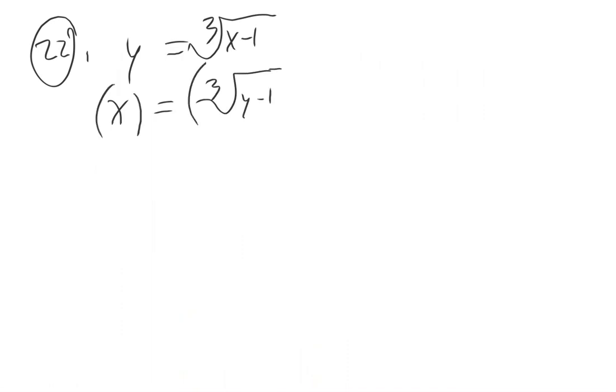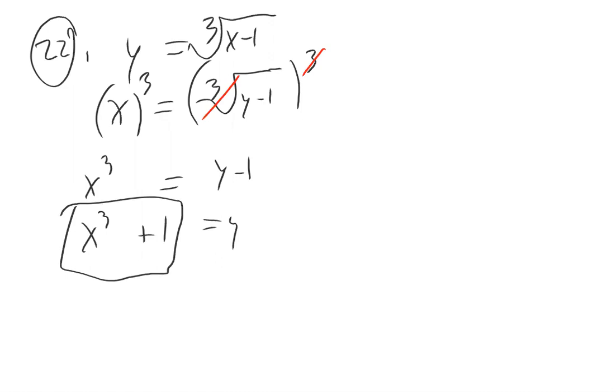So this one says y equals cube root of x minus 1. So I change that to be x equals cube root of y minus 1. Then this time you cube both sides. So x cubed, and the cube cancels out the cube root. So you get x cubed equals y minus 1. Then you just add 1 to the other side. x cubed plus 1 equals y. So that's the answer. The inverse function formula is x cubed plus 1.